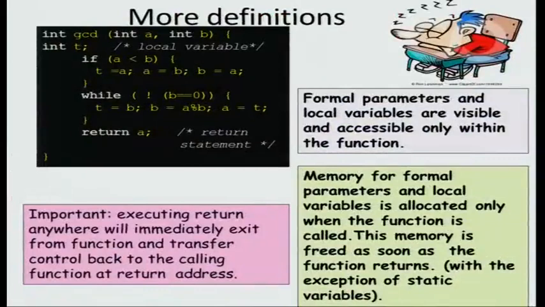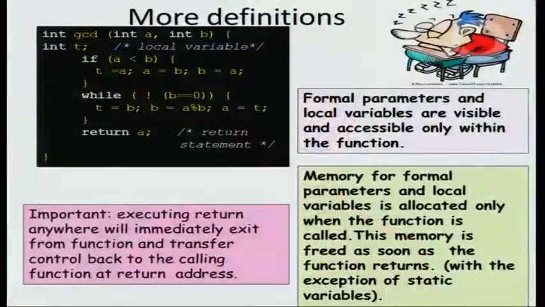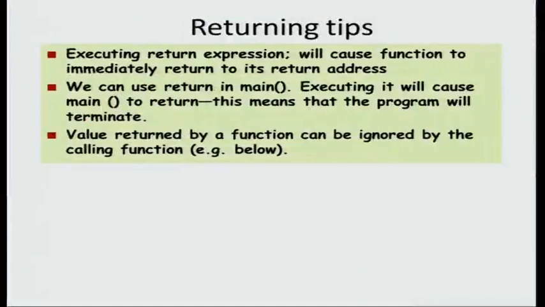So, formal parameters and local variables of the function are accessible only within the function. We have already seen this, and memory for the formal parameters and the local variables of the called function will be erased as soon as the function returns. So, executing return anywhere inside the function will immediately return from the function and transfer control back to the calling function at the specified return address.